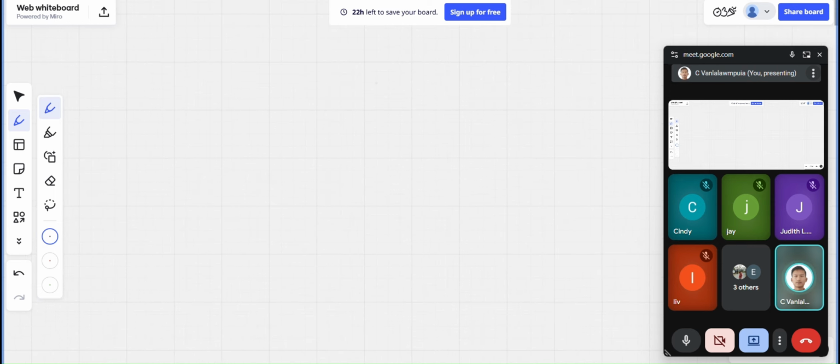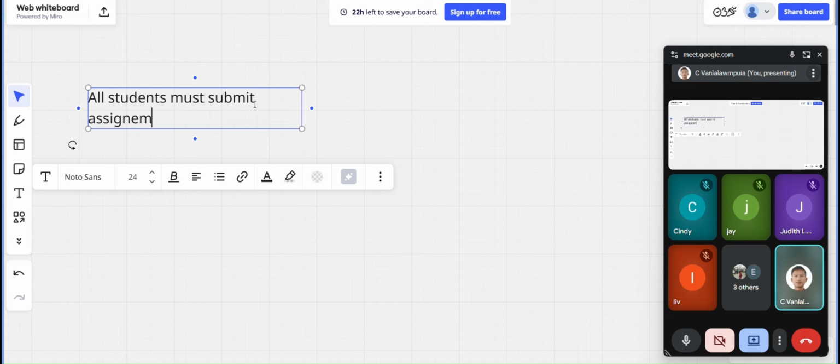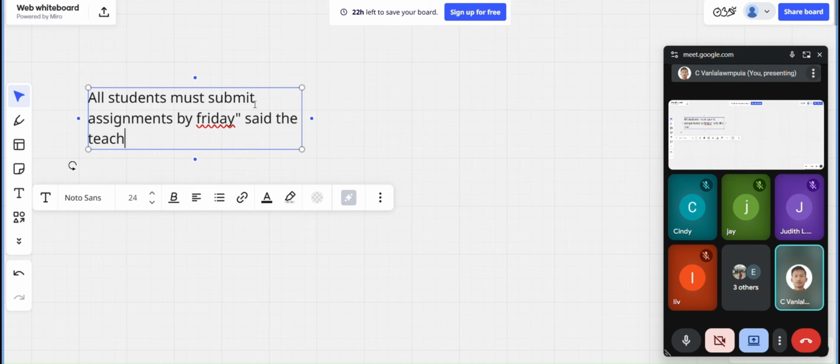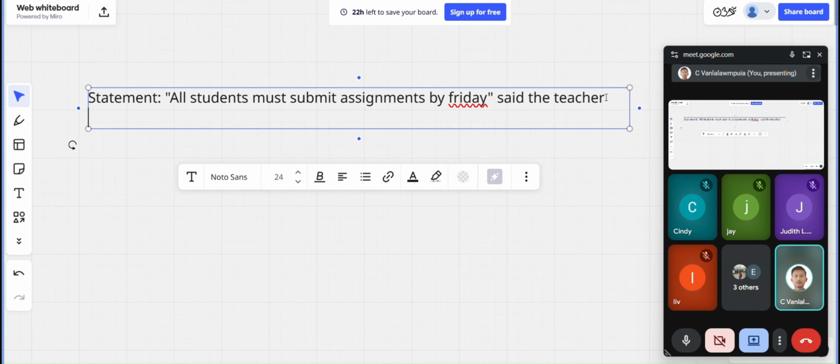Now next, can you try, this will be classwork. Statements and conclusion. Just try this. All students must submit assignments by Friday, said the teacher. Okay, this is the statement one. This will be a classwork, and if you want homework as well, I'll just give you.